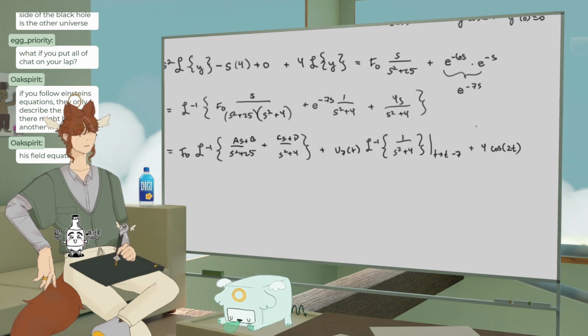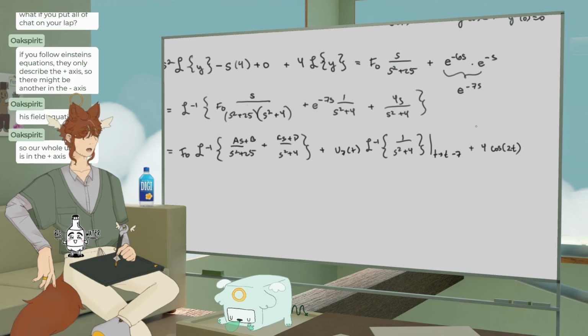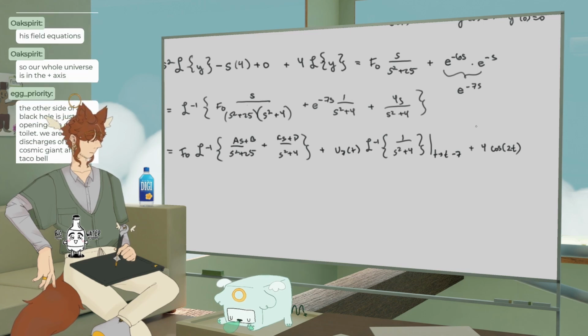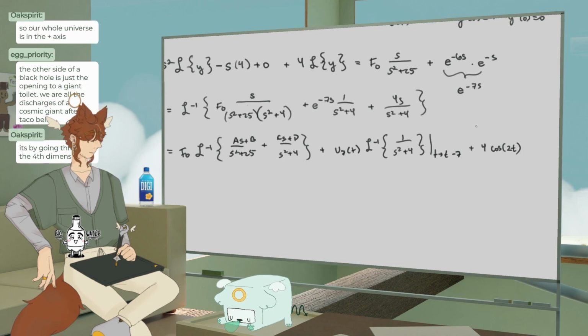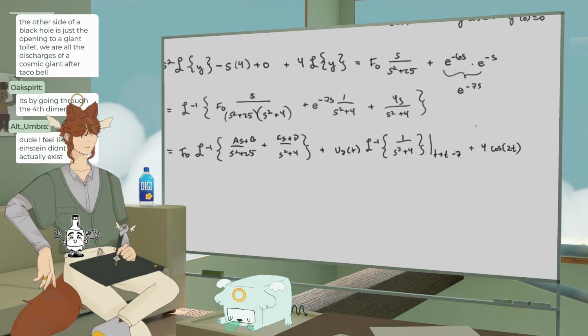Okay, but that's if you go through a black hole. What I'm saying is if we translate over in the fourth dimension, you end up in an entirely new space of 3D objects. Some of which could be the same, but some of which could be different. Our whole universe is in the plus axis. It's by going through the fourth dimension? Oh, I see. So there's only one place.